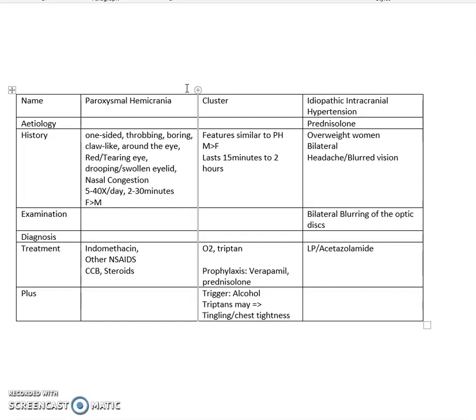Okay. I would also like to make a mention of medication overuse headache. This is a situation in which the patient has headaches because of use of different sorts of medications, including painkillers. The way to stop the headache is to stop the medication.